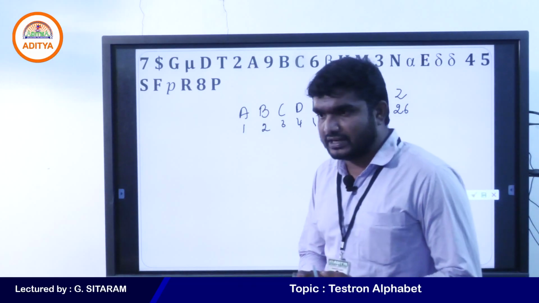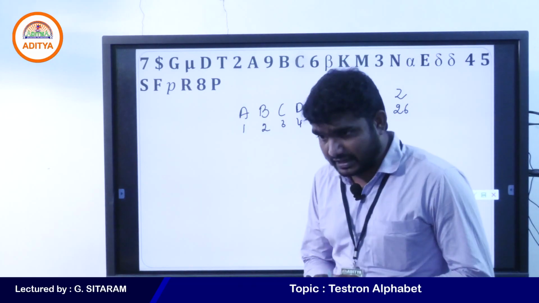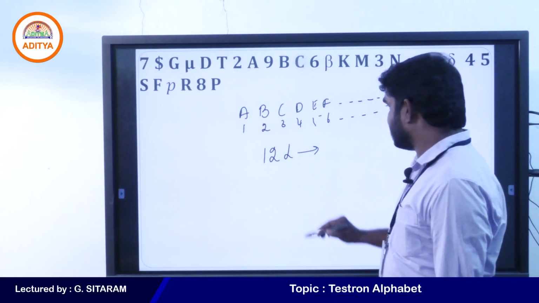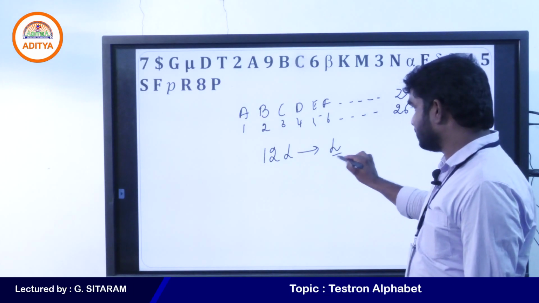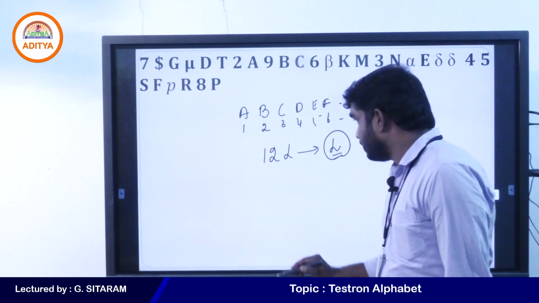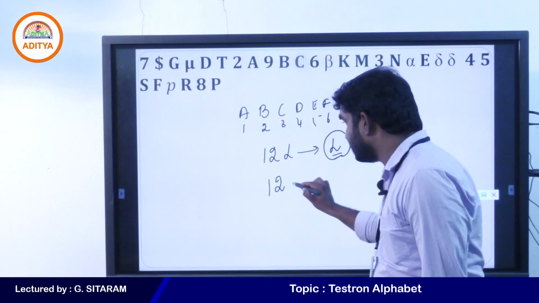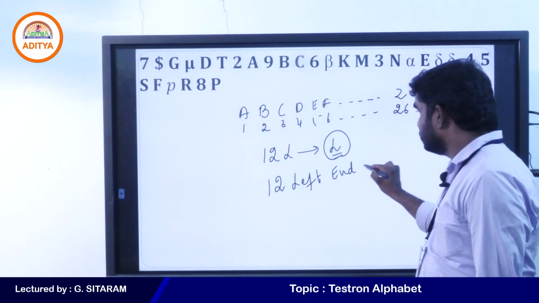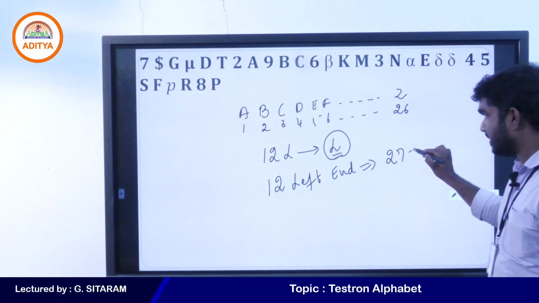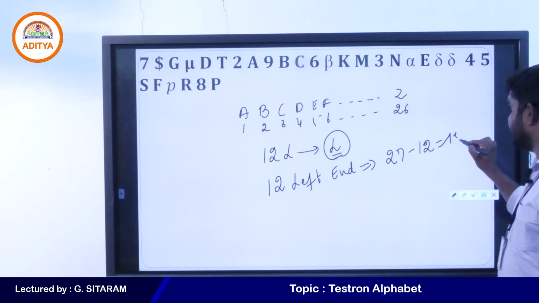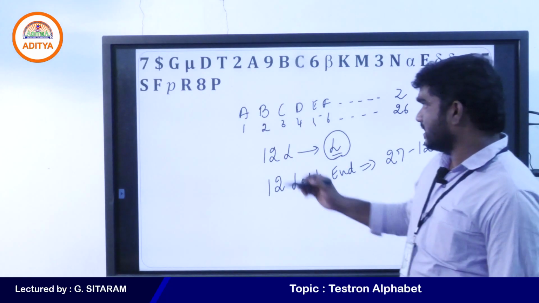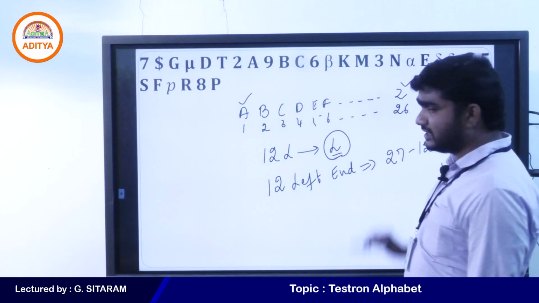Which letter is 12th from the left hand, which letter is 12th from the right hand. For suppose if he asks 12th from the left hand, you can directly say that letter is L. For 12th from the right hand, you can directly subtract it from 27. 27 minus 12 is 15th from the left hand. Your required letter is O. Okay? If you memorize all these place values, you can easily get the answer.